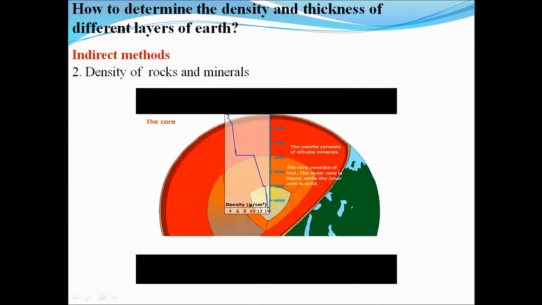Now we'll understand how to determine the density and thickness of the different layers of the earth. This is another very important indirect method: the study of the density of rocks and minerals present inside the earth. Now you might be thinking, how could it be possible to determine the density of the rocks and minerals that are inside the earth? Yes, it is possible.